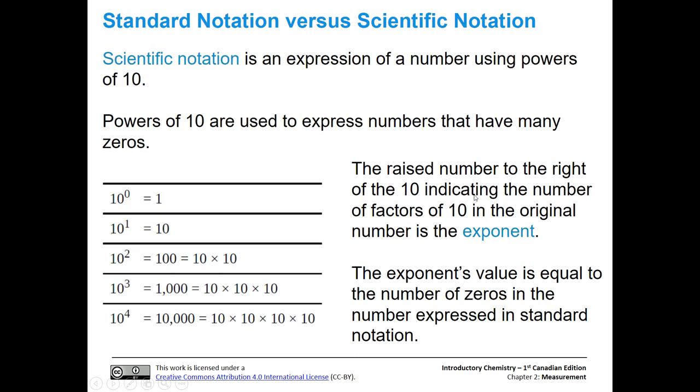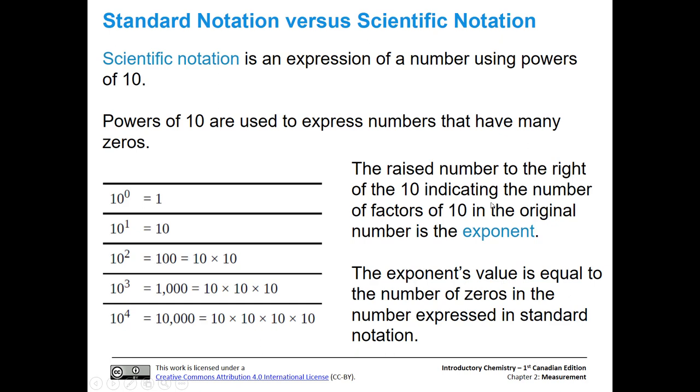Now, scientific notation is basically an expression of a number using powers of 10. And so we use this to express numbers that have many zeros. So for instance, here's a power of 10, there's 10, and then it's to the zero power. Anything to the zero power is 1. 10 to the first power is 10. 10 to the second power is 10 times 10, which is 100. 10 to the third power is 10 times 10 times 10, which is 1,000. 10 to the fourth power is 10 times 10 times 10 times 10, equal to 10,000. And then we could keep on going. 10 to the fifth power is 10 times 10 times 10 times 10 times 10, or 100,000.